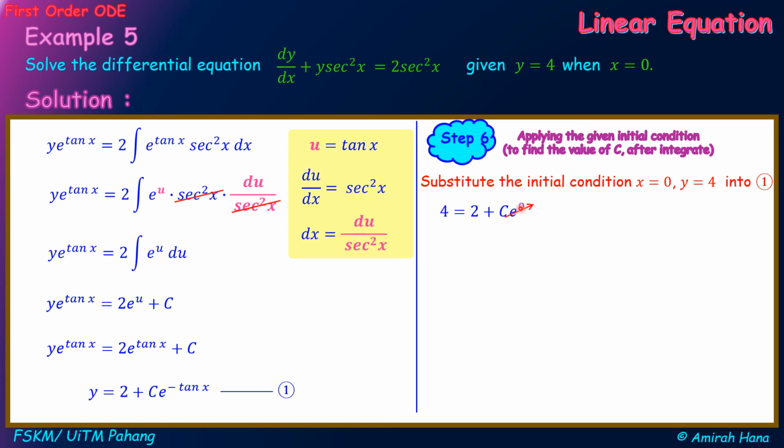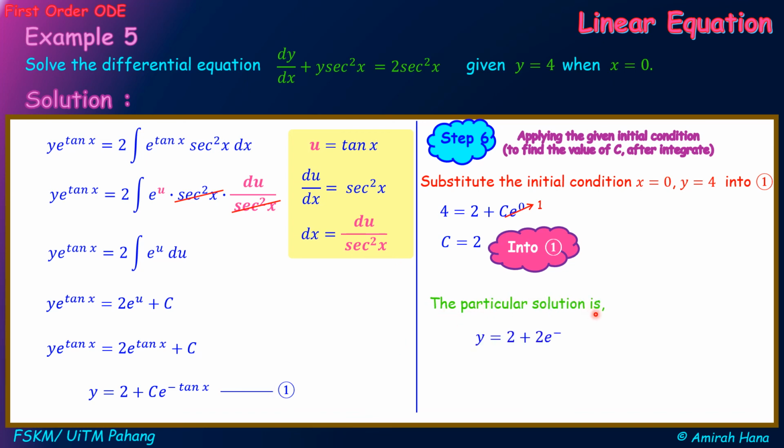And then e to the power of 0 equals 1. Okay. So we get c here. We move 2 to the left hand side here. So we get c equals 2. Right? 4 minus 2 equals 2. After we find the value of c, we need to substitute back into equation 1, into the general solution.